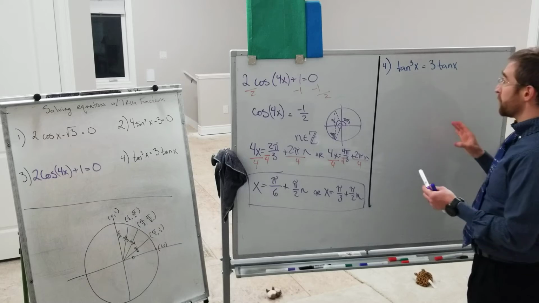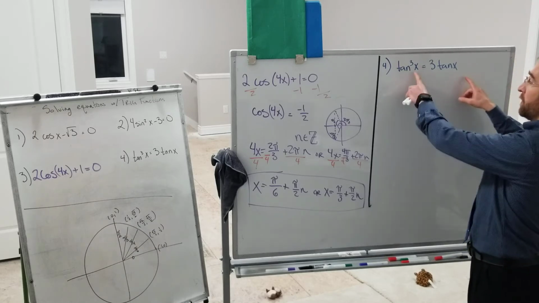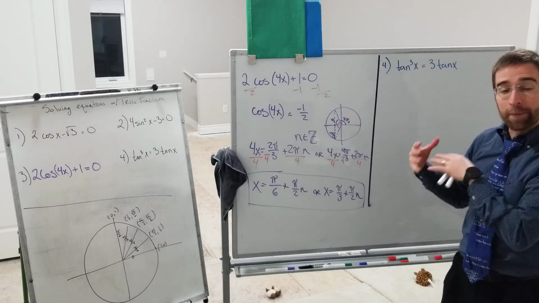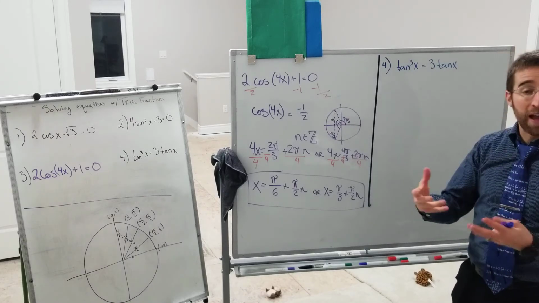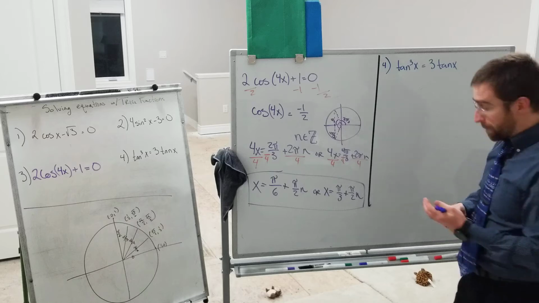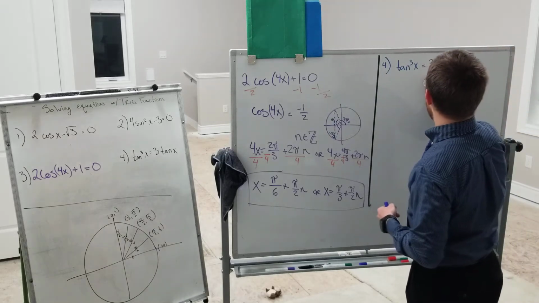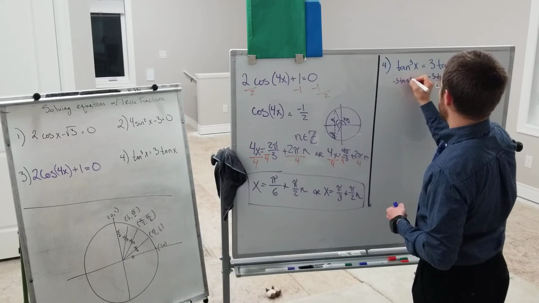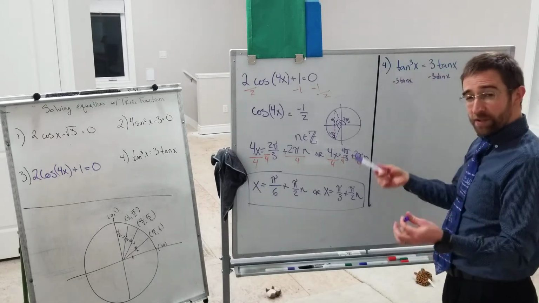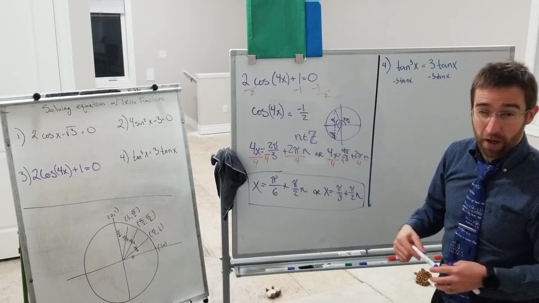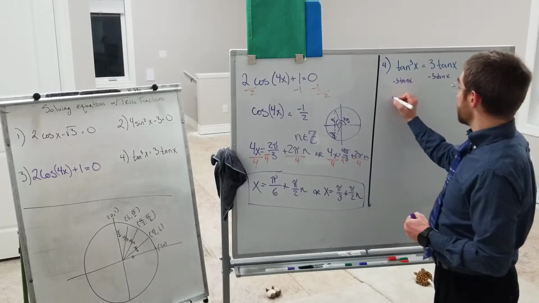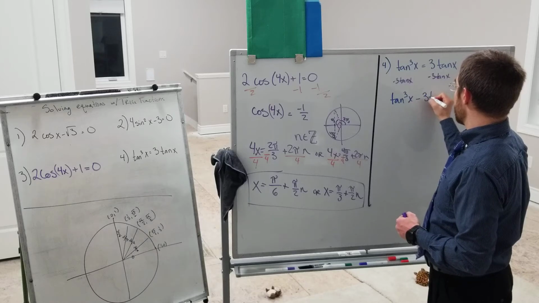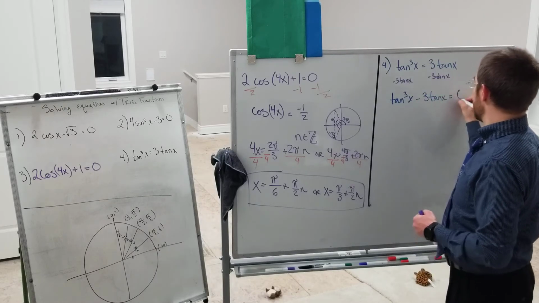So first thing I want to do here is I notice I have tangent to the third, tangent to the first. I have powers of tangent. I'm going to get them on the same side of the equal sign and then factor and hope I can do some stuff with that. So I'm going to subtract a 3 tangent x off the left. If I can get it equal to 0 and factor, I can then use the zero product property, which is the goal here. So tangent to the third x minus 3 tangent x equals 0.